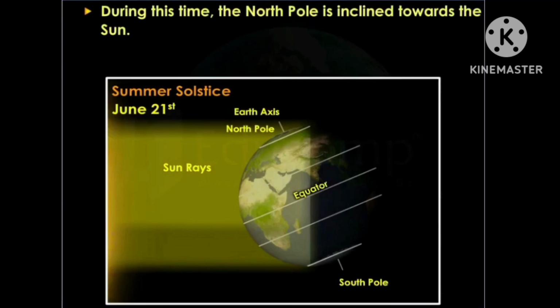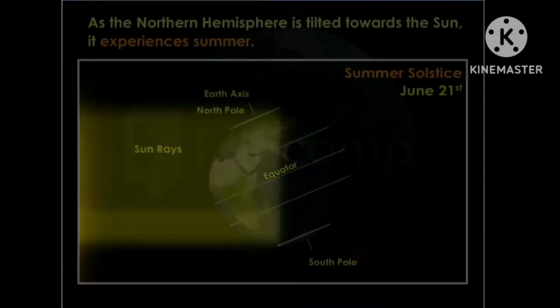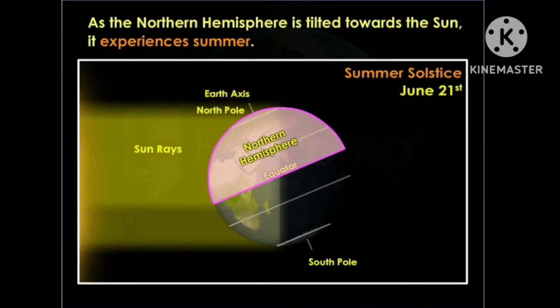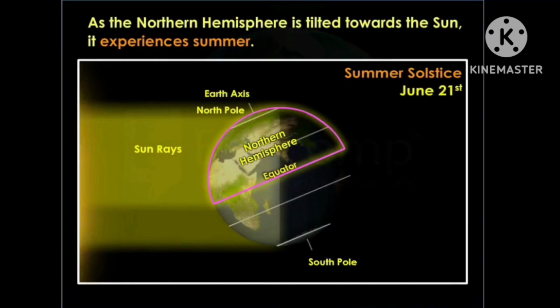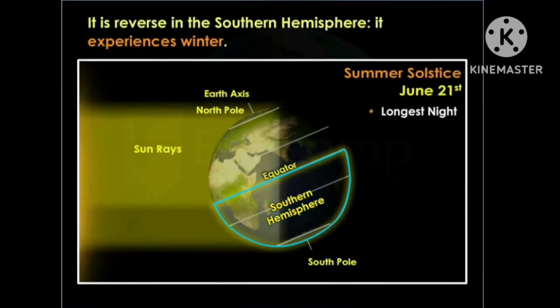During this time, the North Pole is inclined towards the sun. Places beyond the Arctic Circle experience continuous daylight for about 6 months. As the northern hemisphere is tilted towards the sun, it experiences summer. 21st June is the longest day and it has the shortest night. It is reverse in the southern hemisphere. It experiences winter. The nights are longer than the days. This position of the earth is called the summer solstice.